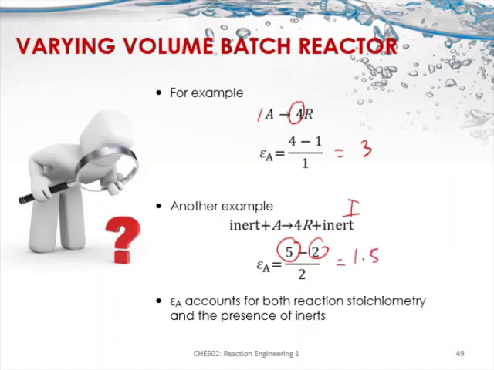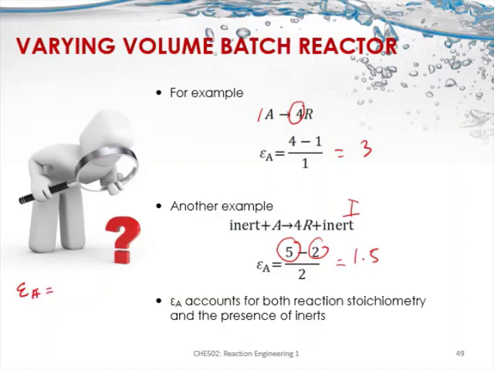Epsilon accounts for both the reaction stoichiometry and the presence of inert. I'll give you another equation for epsilon, which you are going to use a lot in chapters 3 and 4. When I say epsilon, it's actually epsilon A. When there is no subscript, it refers to the key reactant, so I just put A there.